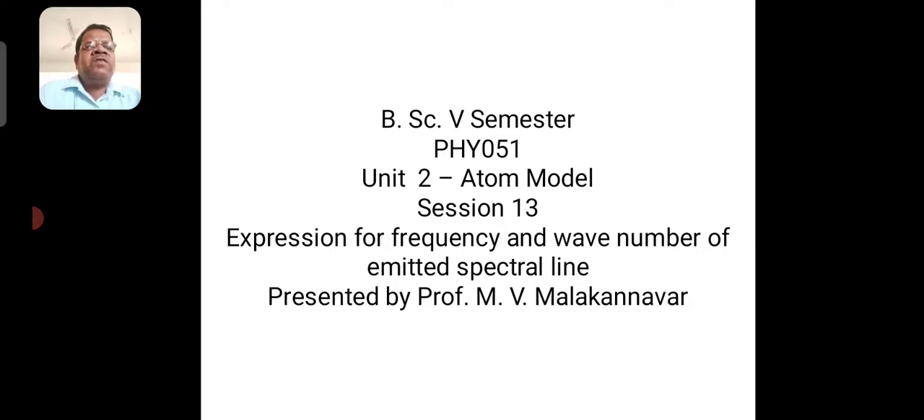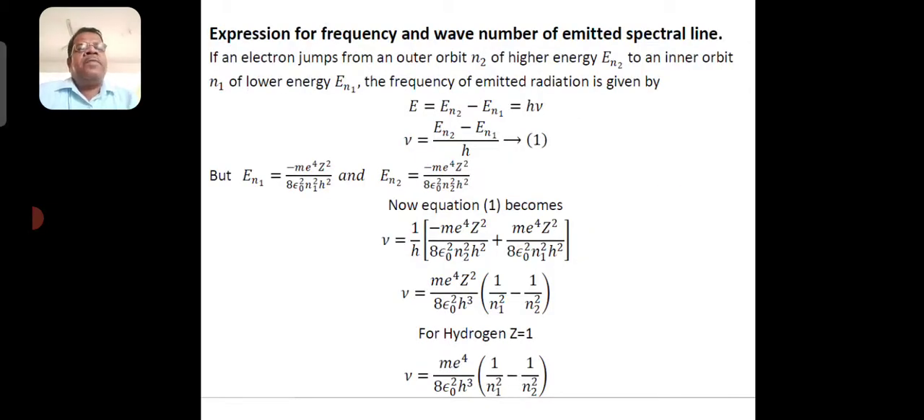Today we have to discuss BSc 5th Sem Physics 5.1 paper, that is second chapter, Atom Model, session number 13, expression for frequency and wave number of emitted spectral line. Observe here, in the previous class you know energy of the electron in the nth orbit. Now we have to derive an expression for frequency and wave number of emitted spectral line.